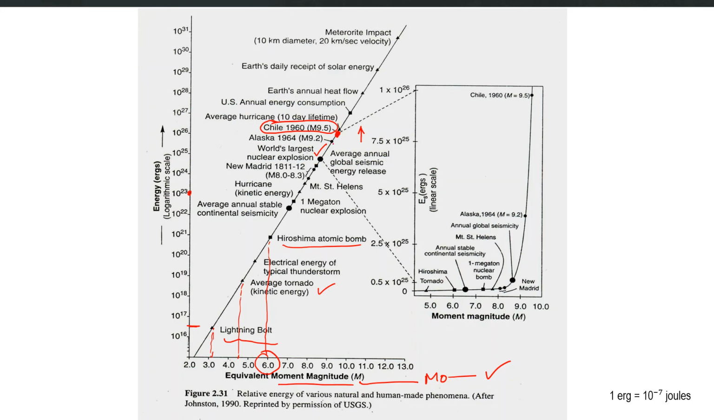So if I expand these 2 points, from this point up to that point, and make the scale linear, in that linear scale, the amount of energy released for different magnitudes will look like this. So the Chile earthquake, which has a magnitude 9.5, is not just more than another earthquake with magnitude 9.2. Since the amount of energy release increases 10 times with each unit, the energy release is far more compared to 9.2.